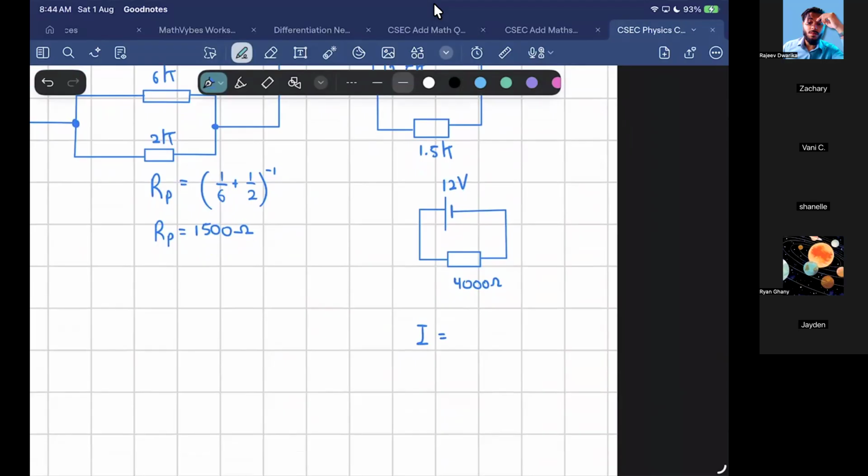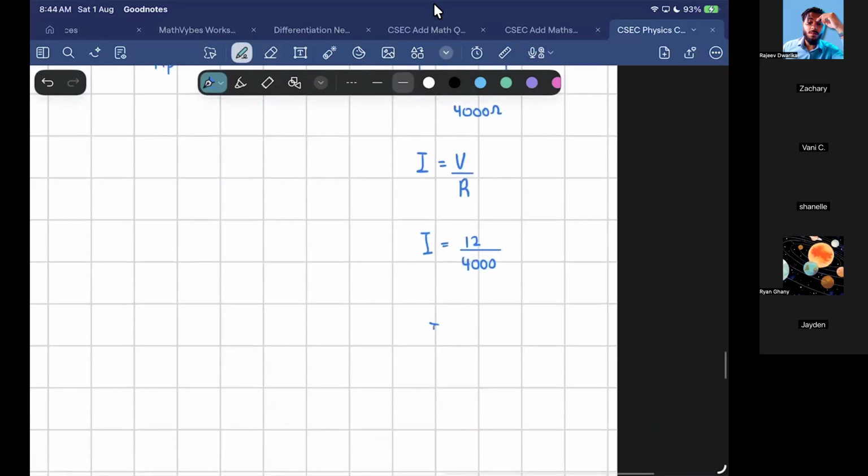V over R. Right, V over R. The voltage is 12 volts and the resistance is 4,000. What's 12 over 4,000? It's 12 over 4,000. Tell me this as a decimal. 0.003. So how many milliamps would that be?